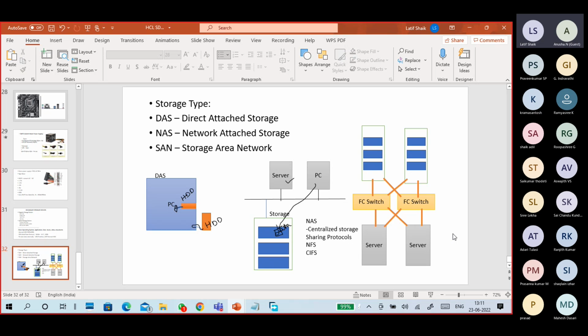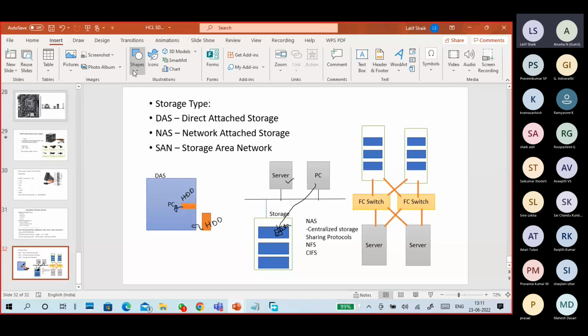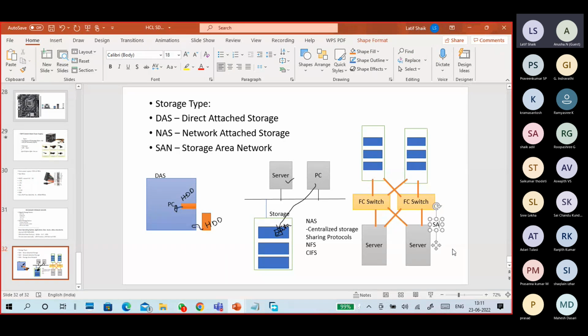Finally, I'm done designing. Like this. And why is it a mesh? Because if a line is broken, or a switch is down, or a storage bay is down, or maybe one server is down, no problem, we are still able to access data. So SAN is also centralized storage.